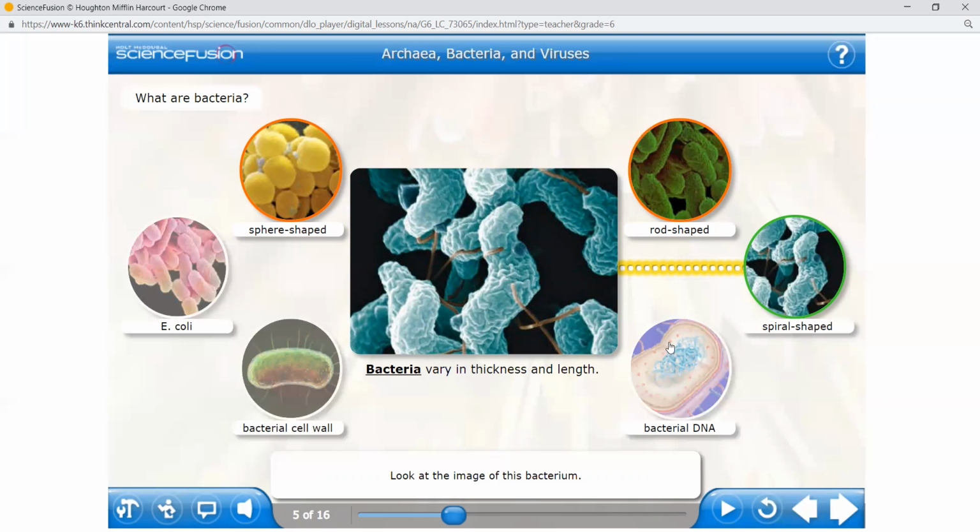Usually we can see bacteria in the microscope, not normally. The spiral shaped one is a little thick. Look at the image of this bacterium. It shows a spiral shape. Even though different types of bacteria can have a common shape, some bacteria may be thicker or thinner and longer or shorter. This makes for much more diversity.